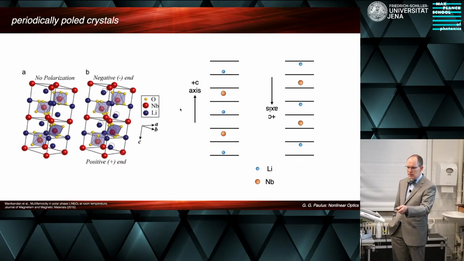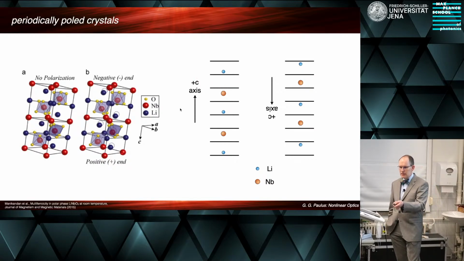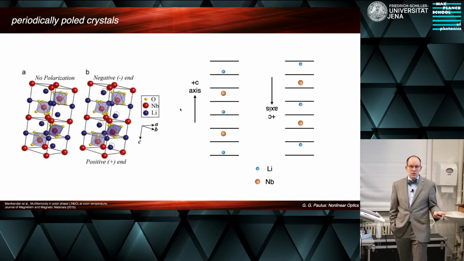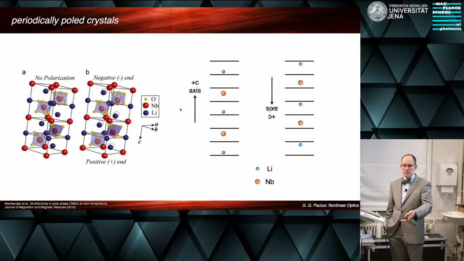Here you see the same thing in the cross-section. So these dashes, these black lines here, these are the oxygen layers. And again, here you see niobium and lithium. And depending on where they sit in the vicinity of the oxygen layers, one has the plus C orientation or the minus C orientation. So the only thing that you have to do is to pole lithium niobate, and actually to periodically pole it.